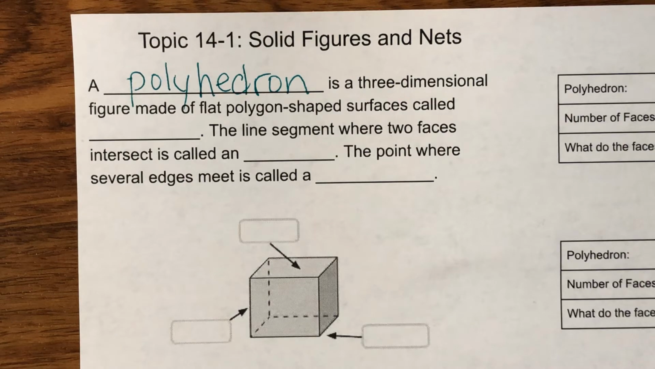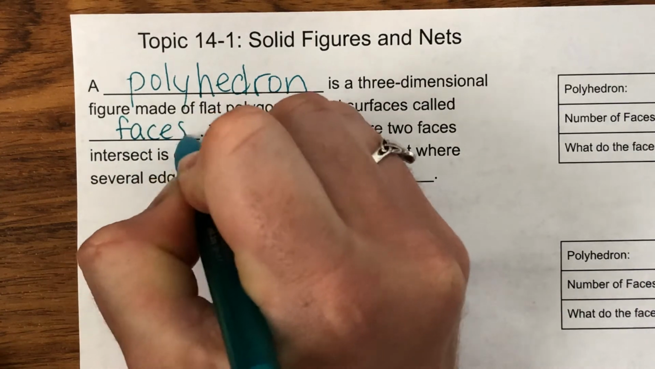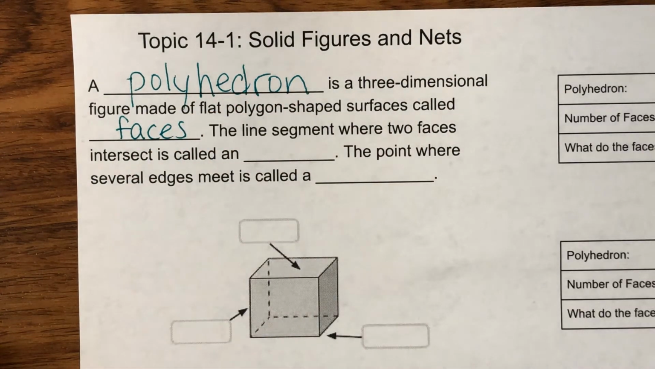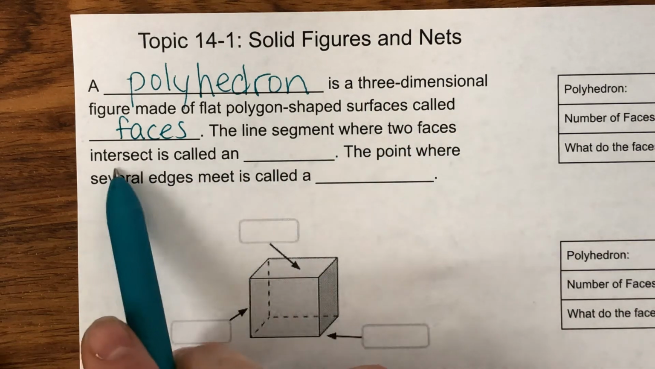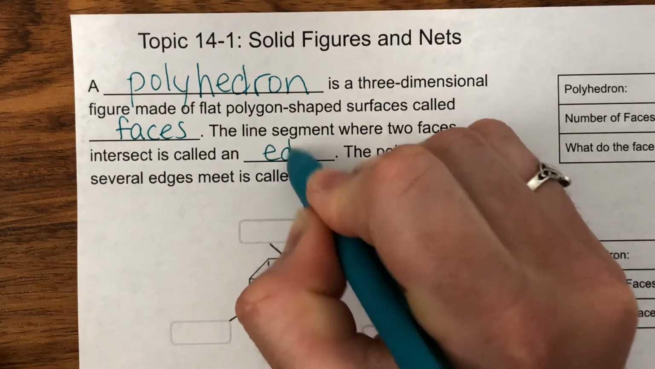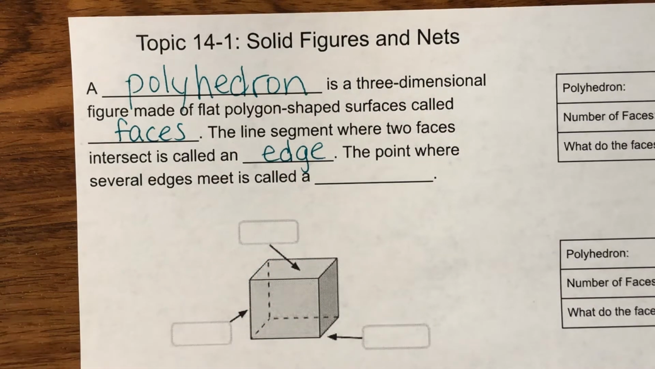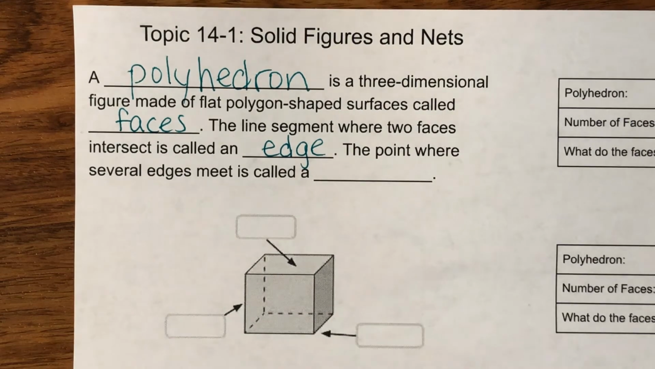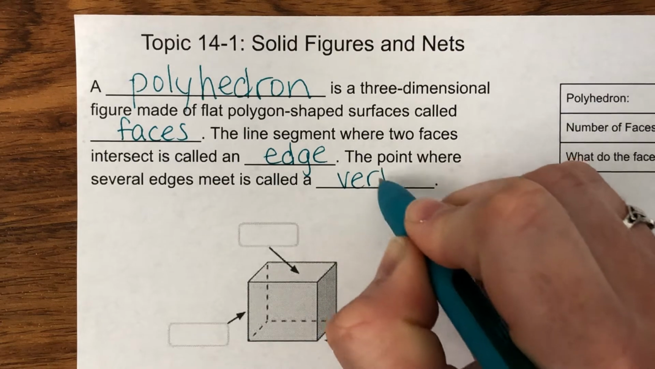And those flat polygon-shaped surfaces are called faces. So the faces of the figure. And the line segment where two faces intersect or meet is called an edge. And then lastly, the point where several edges meet is called a vertice or a vertex.